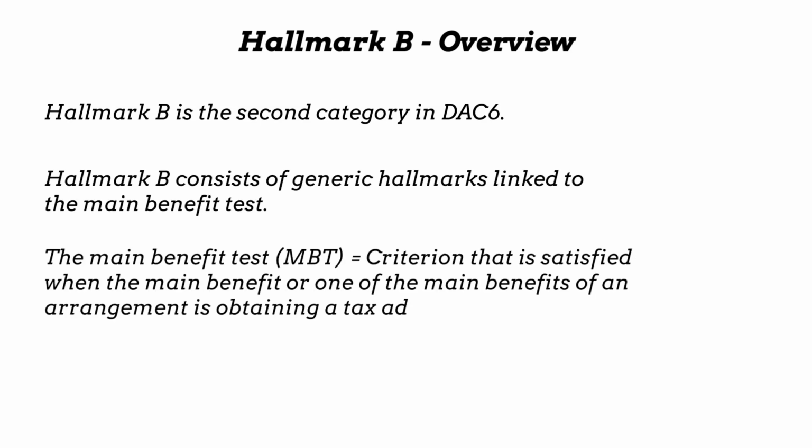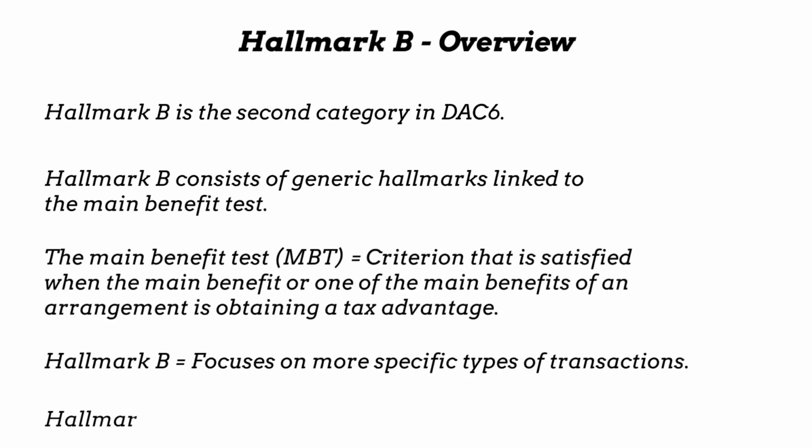Like Hallmark A, these hallmarks indicate that the main benefit or one of the main benefits of an arrangement is obtaining a tax advantage. Hallmark B, however, focuses on more specific types of transactions. Let's explore the 3 subcategories of Hallmark B: B1, B2, and B3.